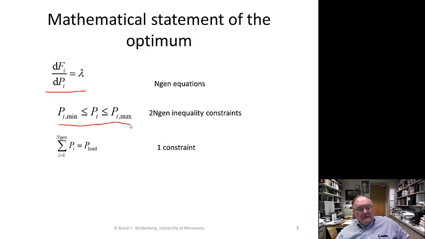We have not put constraints into our Lagrange function, but we do have to worry about the fact that the power output Pi is between the minimum and maximum. If you remember, we said that every power plant has a minimum that's not necessarily 0, and in fact it's usually not 0. It may be about 20% or 15% of the maximum. And so the Pi has to remain within those two limits. Those are 2n inequality constraints. And then last of all, we have our inequality constraint. There's only one of those.